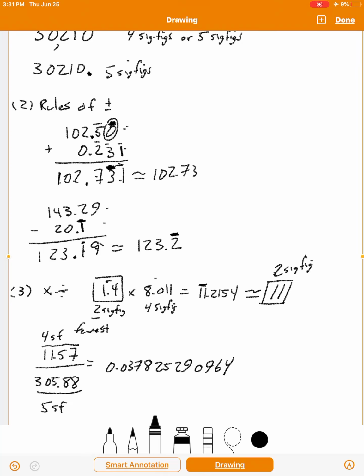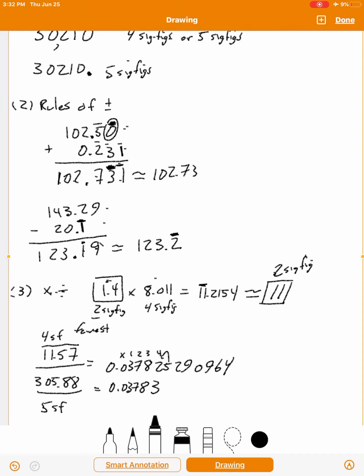Now remember, leading zeros are never significant. So this 0 doesn't count. So this would be the first significant, that would be the second, this would be the third, and this would be the fourth. This one's 5 or greater, so you round it up. So it'd be 0.03783. And that would have 4 significant figures. Okay? That's essentially the issue.